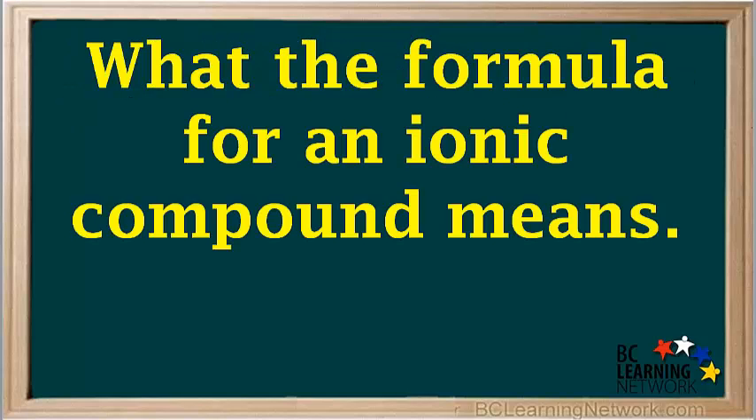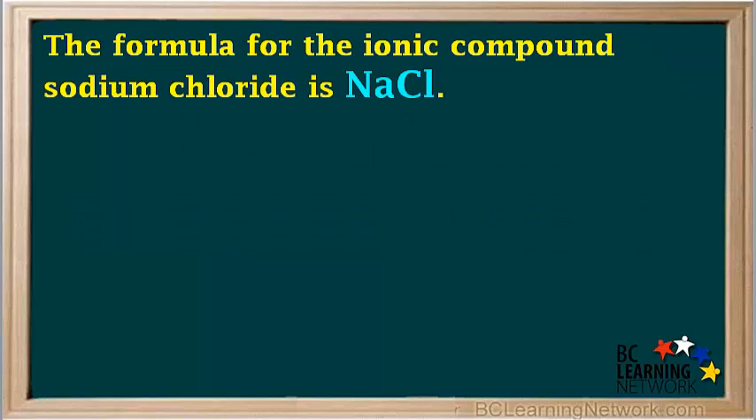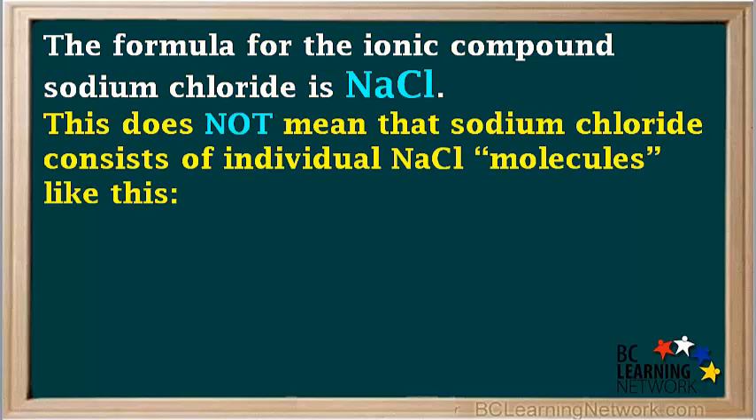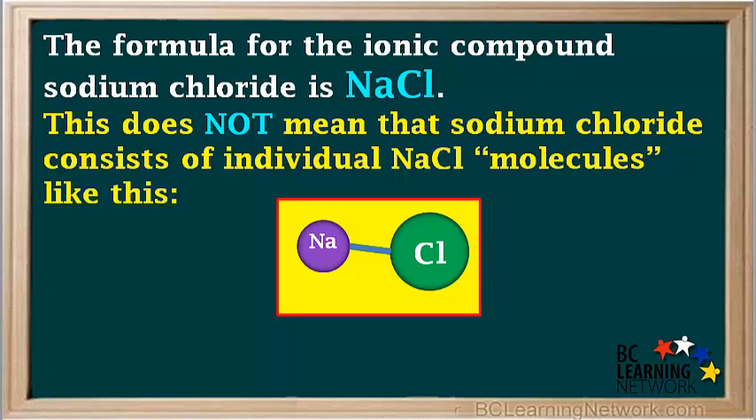ion. Now, once we have the formula for an ionic compound, what does it mean? For example, the formula for the ionic compound sodium chloride is NaCl with no subscripts. Subscripts are the little numbers often written to the right and below the symbols in a formula. The formula NaCl does not mean that sodium chloride consists of individual NaCl molecules, like this.